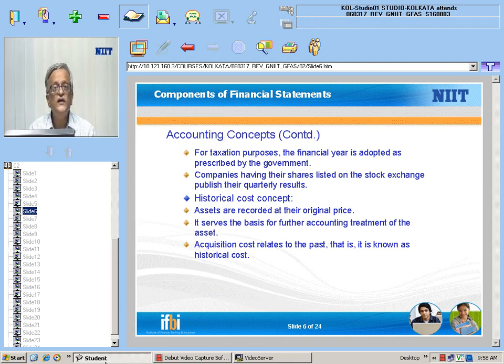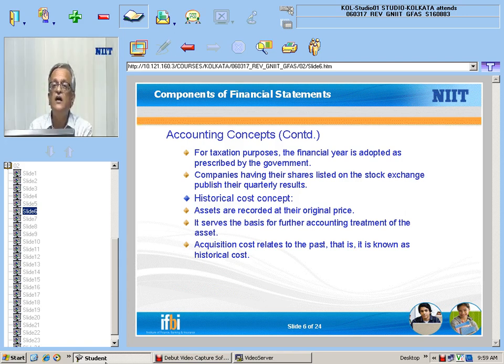Next we are going to the historical cost concept. Assets are recorded at their original price. It serves as the basis for further accounting treatment of the asset. Acquisition cost relates to the past, that is, it is known as historical cost. So, if I have one asset, I may have purchased that asset 1 month back, maybe 2 months back, maybe 2 years back, maybe 10 years back.